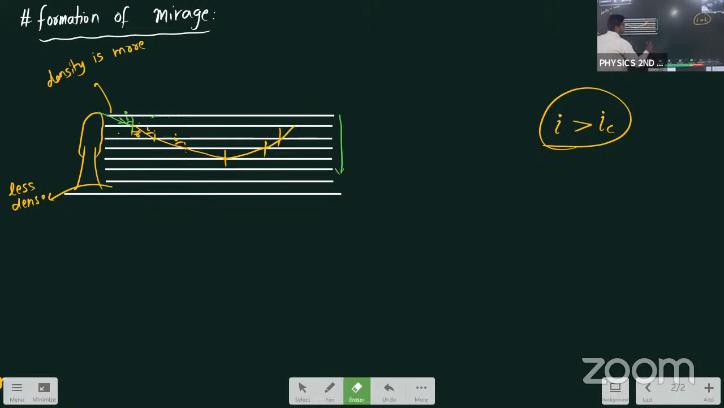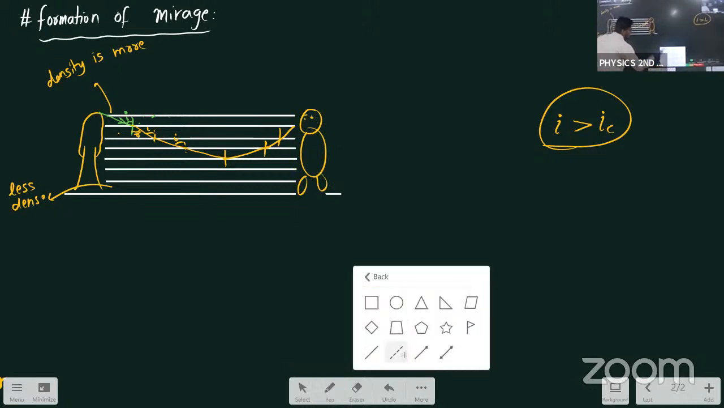Now, if I consider a person standing here, and he observes that light ray, what will he see? He will see that the light is coming from somewhere here. The light is coming from somewhere here.